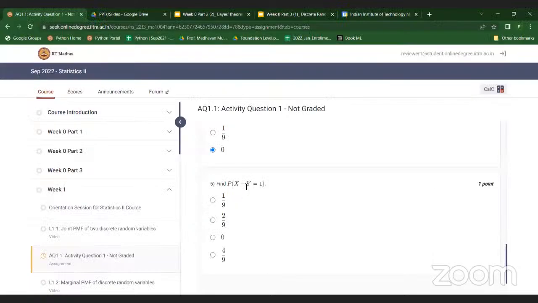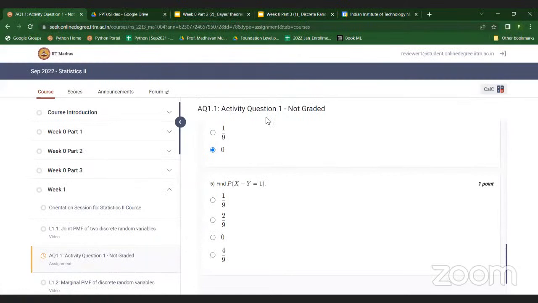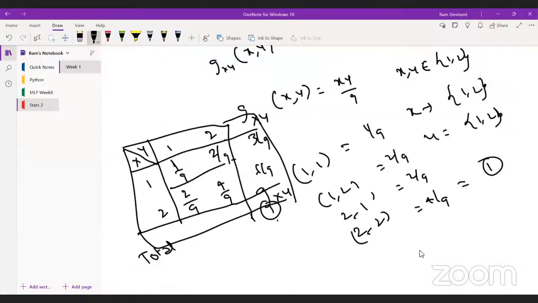Yeah, and then we have this P of x minus y equals 1. That is 2 by 9. Okay, we'll check for it. X minus y equals 1, they're asking, right? 2 minus 1, so 2, 1 is okay. Now we'll check for this. Here let's consider another random variable as x minus y. What values can this x minus y take? It could take 0, minus 1, and 1, right? Yes.